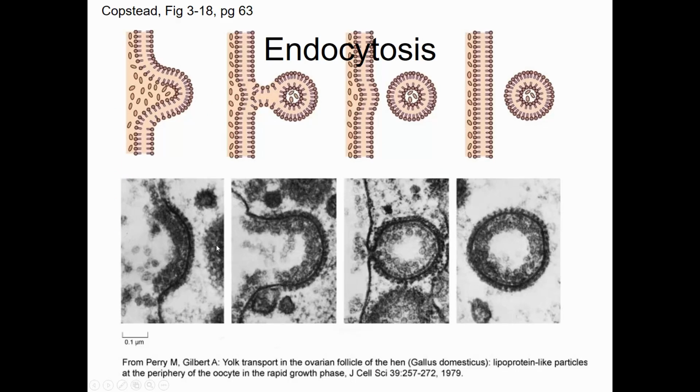Here are some fun pictures showing a vesicle process. So there are some things being surrounded by a vesicle. Here it looks like our little clathrin pit, and substances bind. They're taken into the cell, and now we have a vesicle inside the cell.